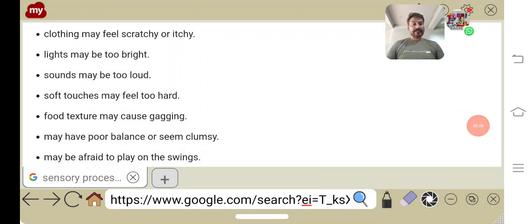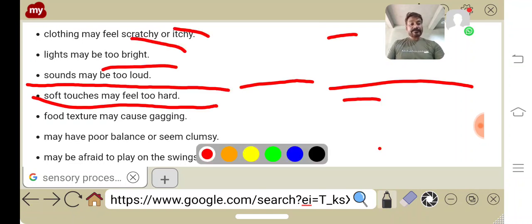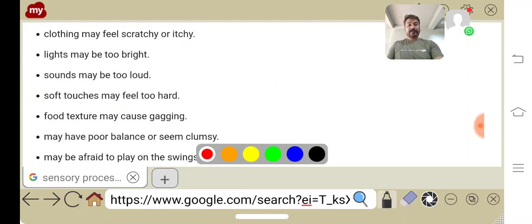Now, one thing I want to make very clear is that sensory processing disorder also makes us much more sensitive with our senses. So, what kind of symptoms may be there? Clothing may feel scratchy or itchy. See how sensitive it is. Whenever we wear any clothes, though it is comfortable, the person can feel it a bit itchy or scratchy, meaning it may irritate the person wearing that cloth. So this is not the problem of the cloth we are wearing, but of our sense organs, and that sense organ is our skin.